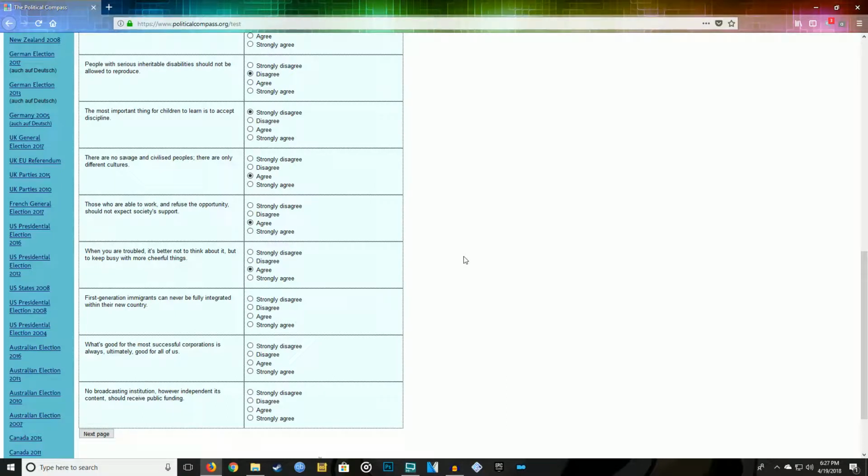First generation immigrants can never be fully integrated within their new country. Strongly disagree. You can always be fully integrated. Otherwise, how would anybody be integrated?